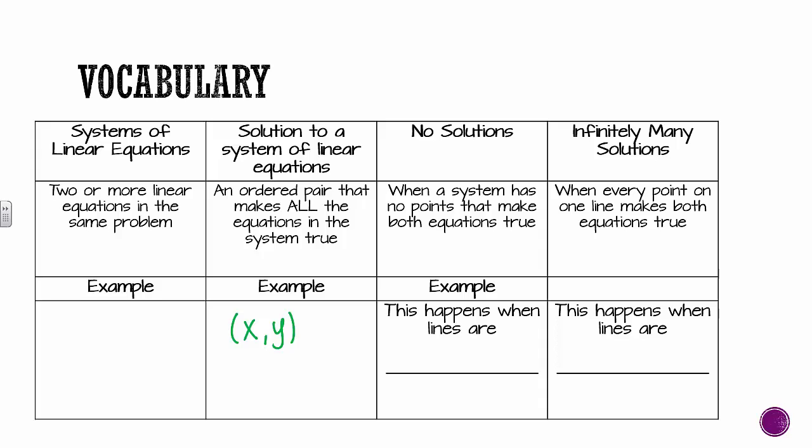There's 2 special types. Sometimes we'll get down to a problem and we'll realize that instead of having one solution, like this one here, it has no solutions. There's no possible answer to it. And this is when a system has no points that makes both of the equations true. And then you have infinitely many solutions as another option, which means every single point on one line makes both equations true. So when we get done with these notes, you should be able to fill in these 2 blanks here.